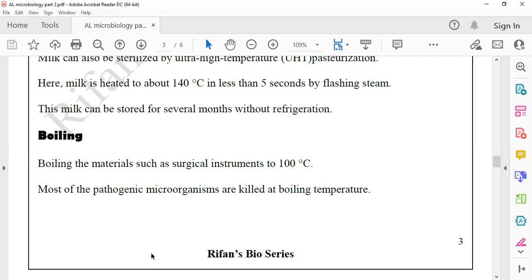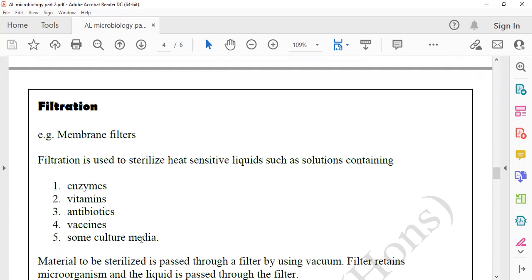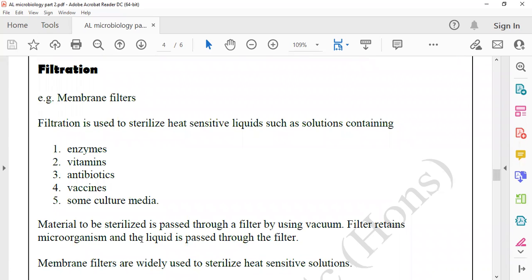standard temperature. So the point is, boiling is killing most of the pathogenic microorganisms. So as an overall protection method, we can try boiling. After completing boiling, we come for filtration. There are special filters for this.